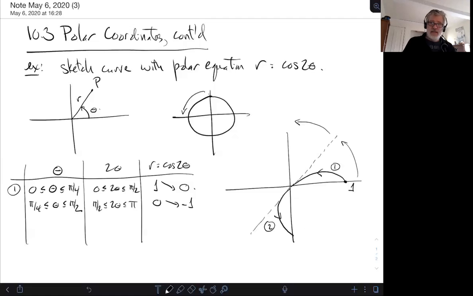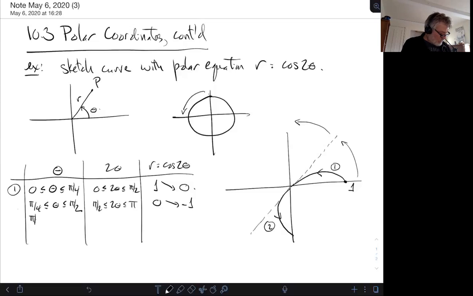So r is negative, and the angle is going from pi over 4 to pi over 2. If r is negative, I have to flip to the other side. It's going from 0 to 1. So, next piece, another quarter turn.